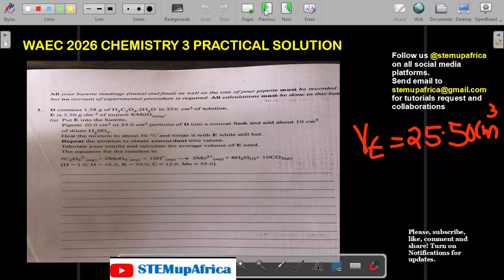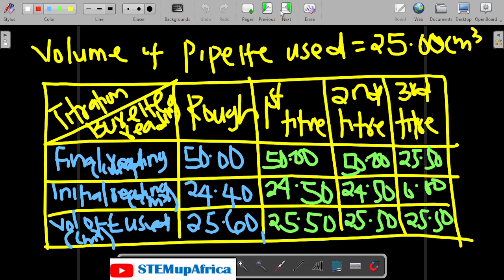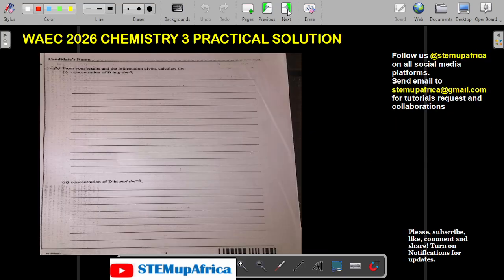Then let's go to 1B. Don't forget, look at the mole ratios. The mole ratio is 5 to 2. Don't forget that it's 5 to 2. So let's go to question B.